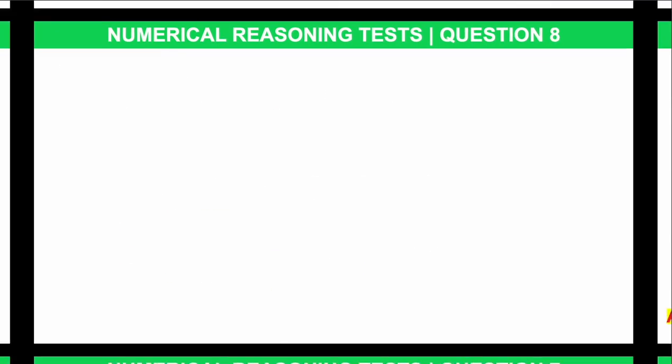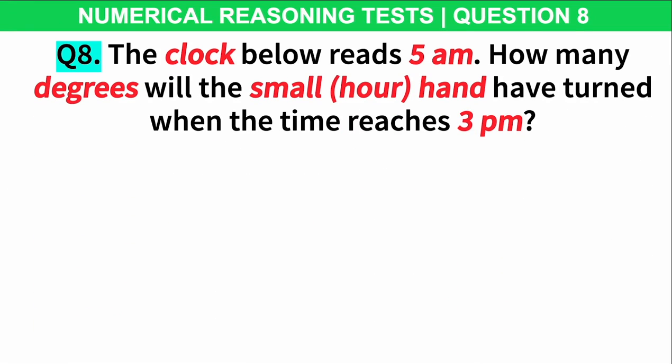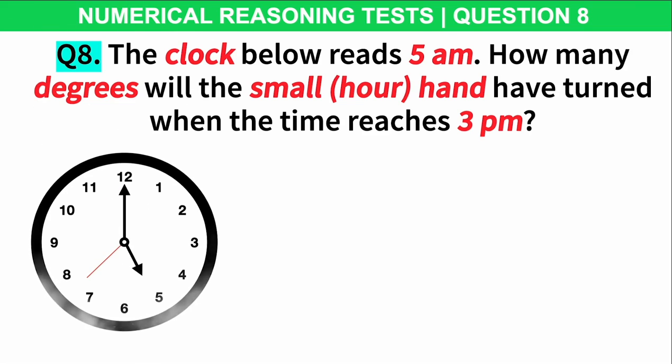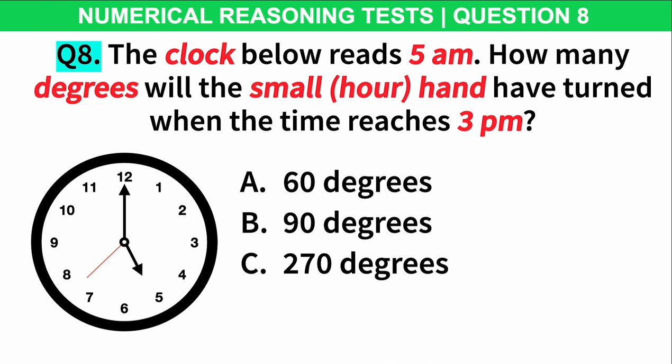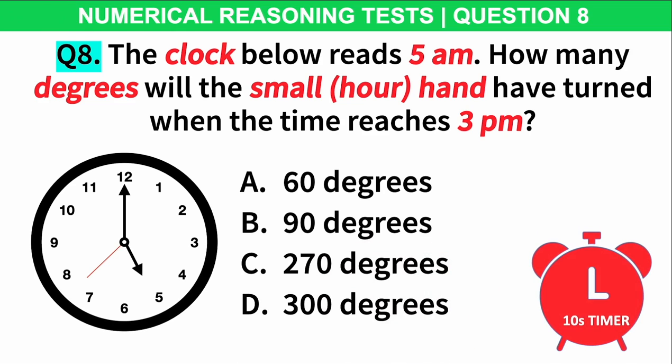Okay, let's try some of these questions for yourself under timed conditions. The clock below reads 5 AM. How many degrees will the small hour hand have turned when the time reaches 3 PM? Is it A, 60 degrees, B, 90 degrees, C, 270 degrees, D, 300 degrees? You have 10 seconds on the timer starting now.